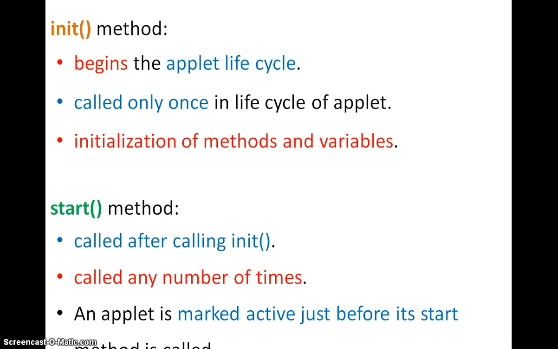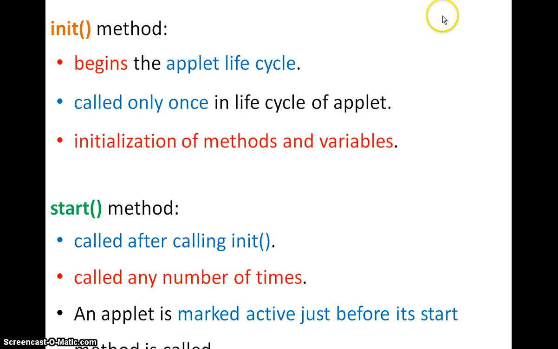The first method in the applet life cycle is the init method. The init method begins the applet life cycle and it is called only once throughout the life cycle of an applet. In this method, initialization of variables and methods can be done. The init method is used for applet initialization activities.